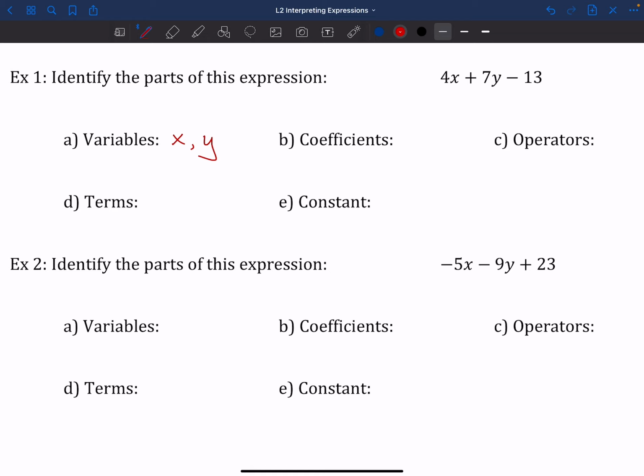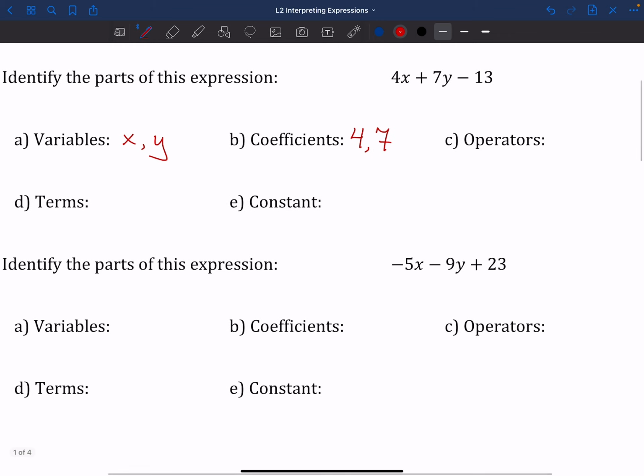Next up are coefficients. Those are the numbers that are in front of variables. So in this case, there's a 4 in front of that x, so the 4 would be a coefficient. There's also a 7 in front of the y, so the 7 would be a coefficient. The 13 is not a coefficient, because it does not have a variable right next to it. Then we've got operators, and remember that the operators are the things that we do.